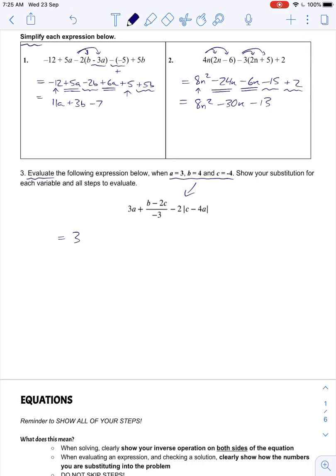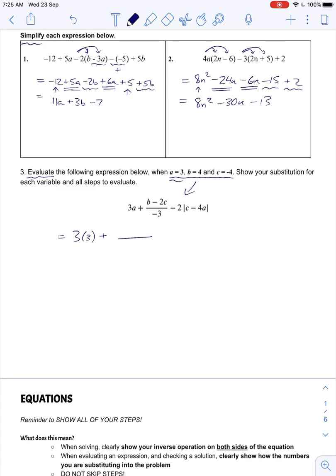So I'm going to start just by rewriting this problem, but instead of using the variables, I'm going to replace them with the numbers. So 3a becomes 3 times 3, because you see a is equal to 3. And then the second expression, you've got that fraction, and b is 4. So I'm going to get 4 minus 2 times negative 4 all over negative 3 minus 2 absolute value of negative 4 minus 4 times 3. So I haven't done anything up to this point other than substitution.